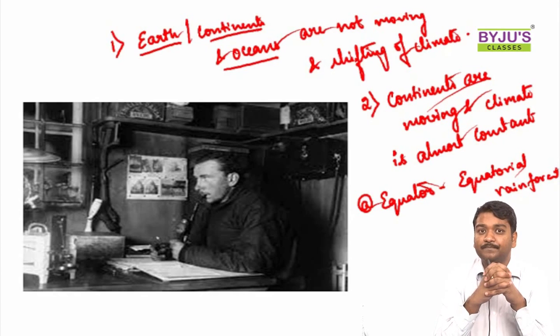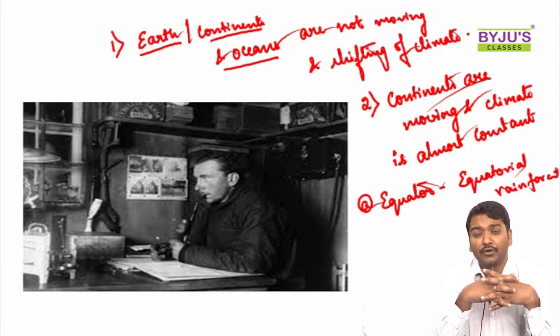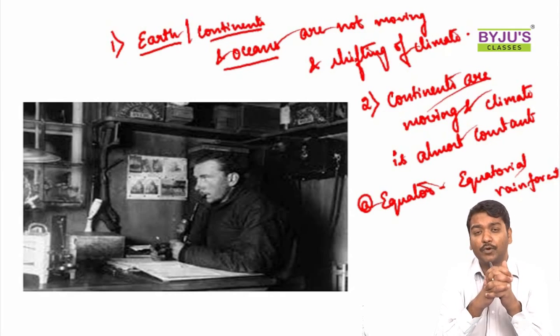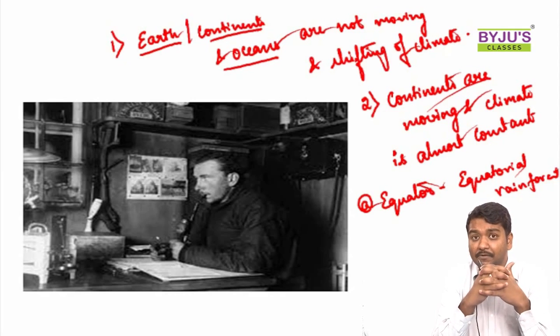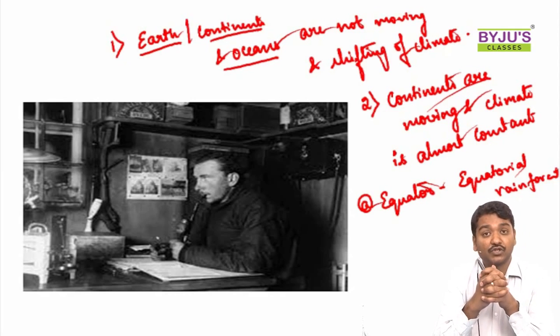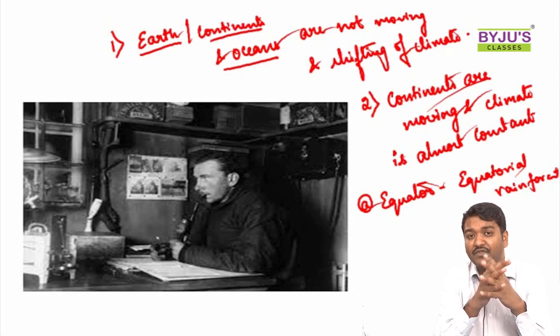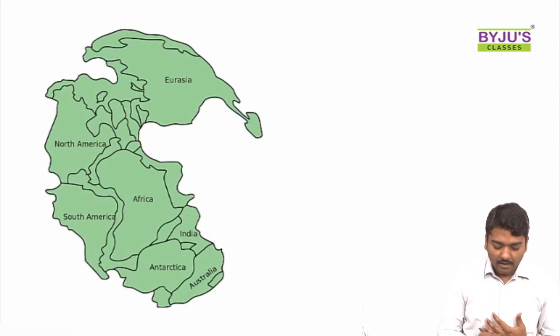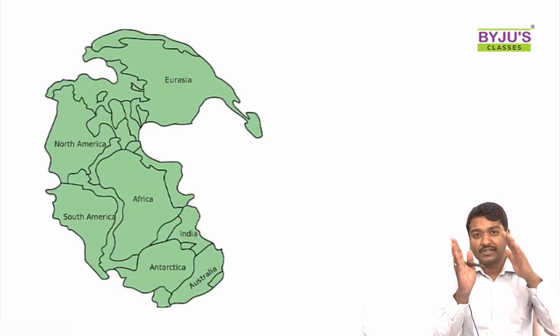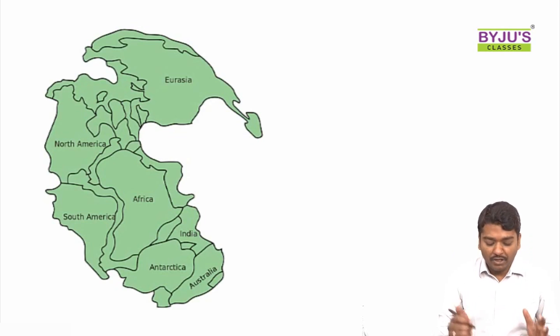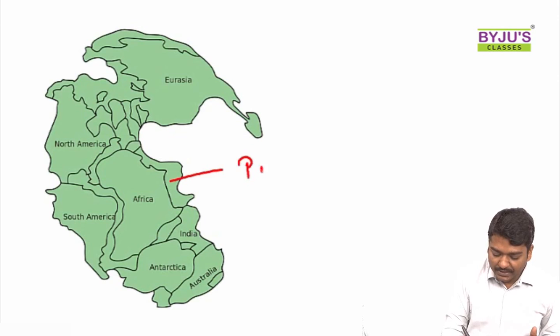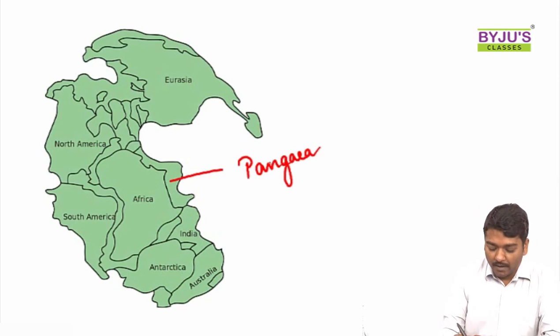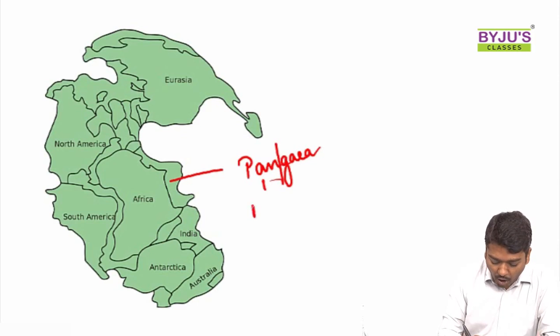They were confused. But Wegener knew that if he had to prove what he said was right, he needed evidence. So he started searching for evidence one after the other. He said that initially all the continents were together. He called this Pangea or Pangaea. Pan means all or entire.